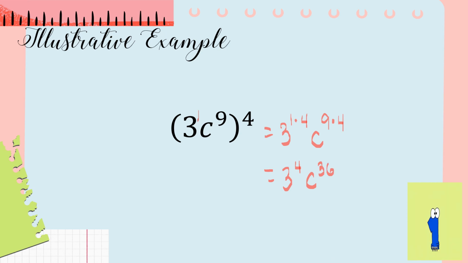If it's possible to evaluate the number, evaluate it. 3 raised to 4 simply means 3 times 3 times 3 times 3. 3 times 3 is 9. 9 times 3 is 27. 27 times 3 is 81. So 3 raised to 4 is 81. Then we have c raised to 36.